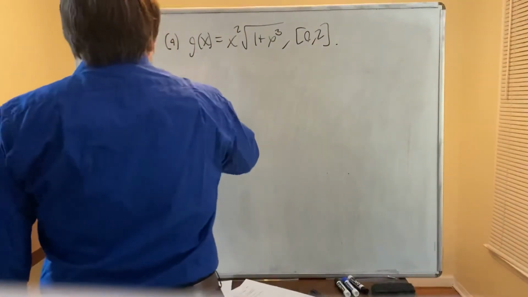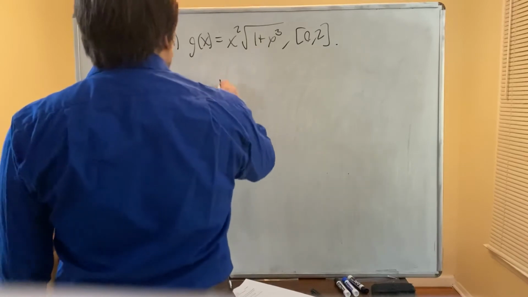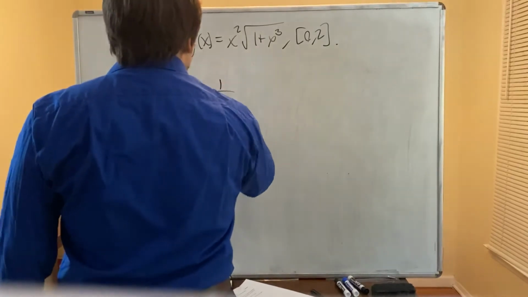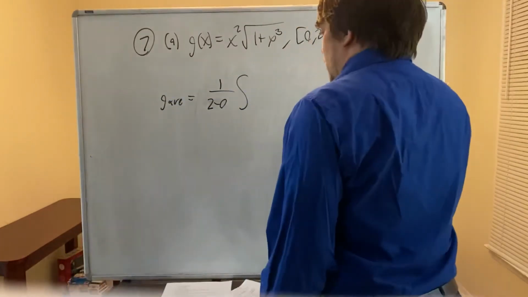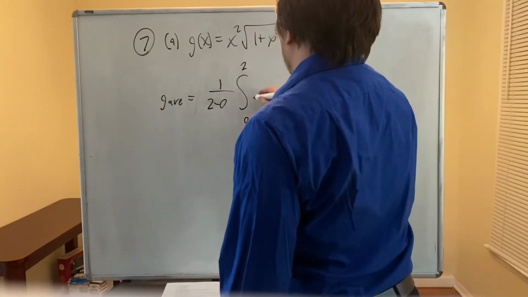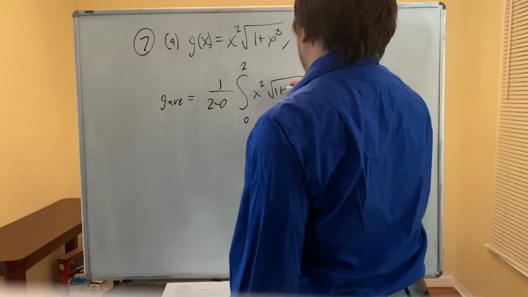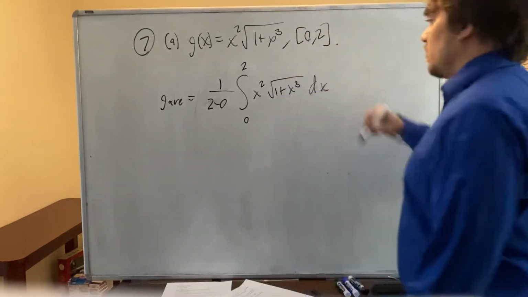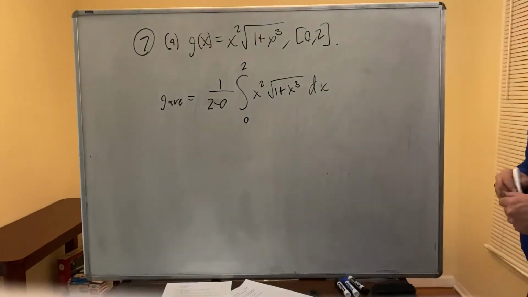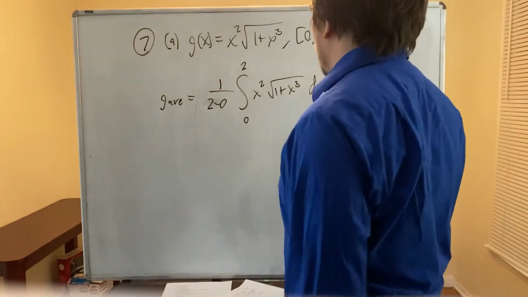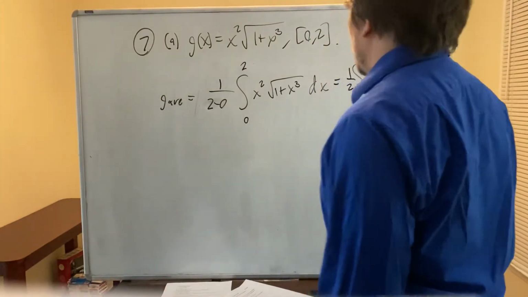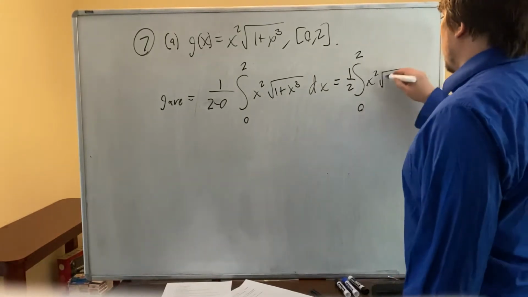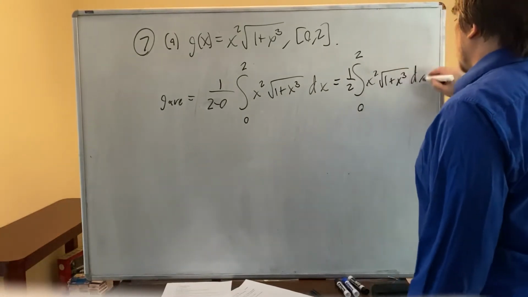So the g average is equal to 1 over 2 minus 0 times the definite integral from 0 to 2 of x squared times the square root of 1 plus x cubed dx. Alright, so this is equal to 1/2 the definite integral from 0 to 2 of x squared times the square root of 1 plus x cubed dx.